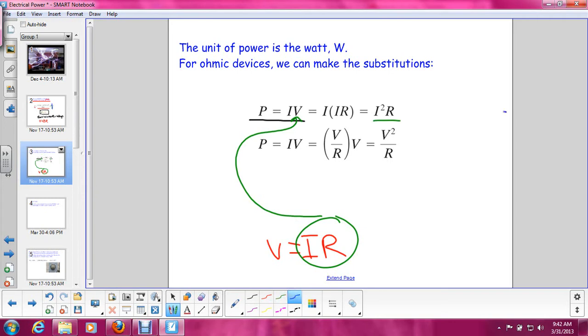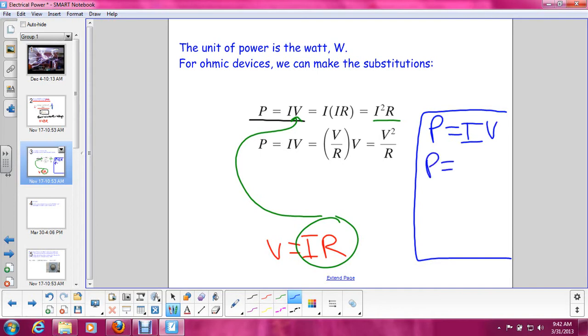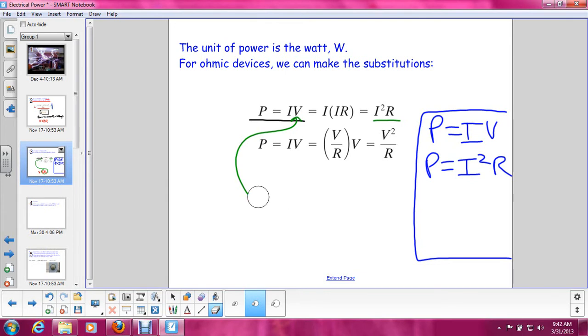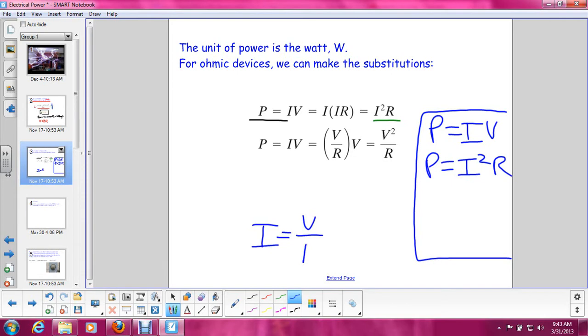So I'm going to keep a little chart over here of all the equations we have for power. We have power equals current times voltage. We now have power equals current squared times resistance. And finally, if we rearrange our V equals IR, we know that I equals V over R. So we can substitute V over R in for I, and we end up with power equals V squared over R. All of these are the same thing.